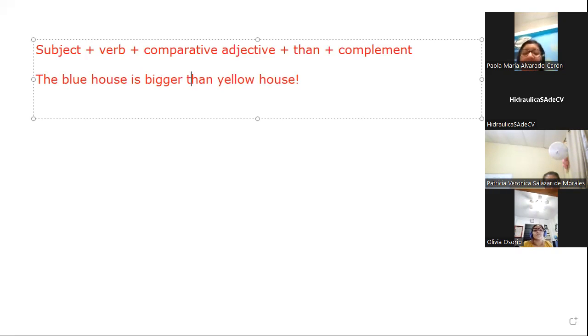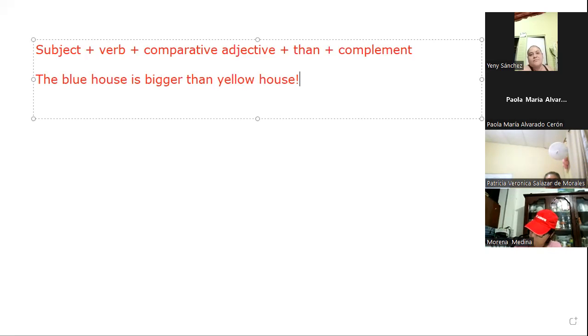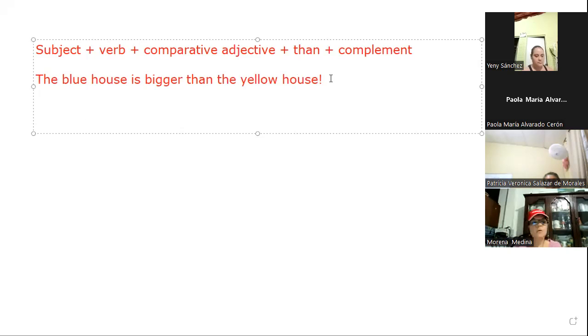Okay, one more thing that we need to correct in this sentence. What is the other thing that we need to correct in this sentence? The blue house is bigger than yellow house. No se me queden callados, ayúdenme, please. The yellow house, very good. Excellent, good job. Buen trabajo a la que hizo la oración y todos ustedes.